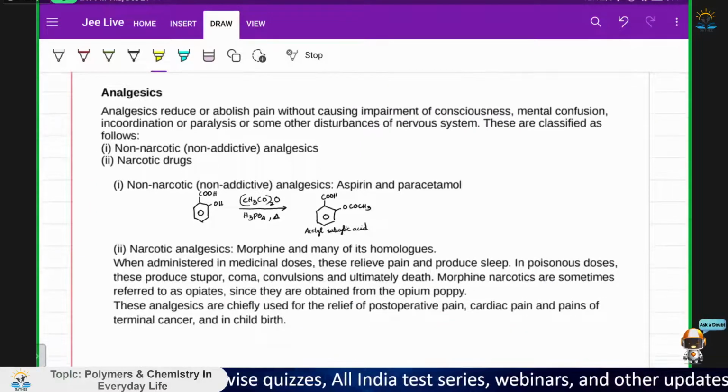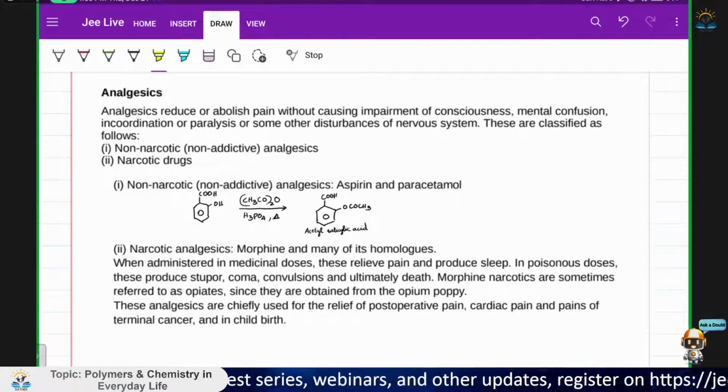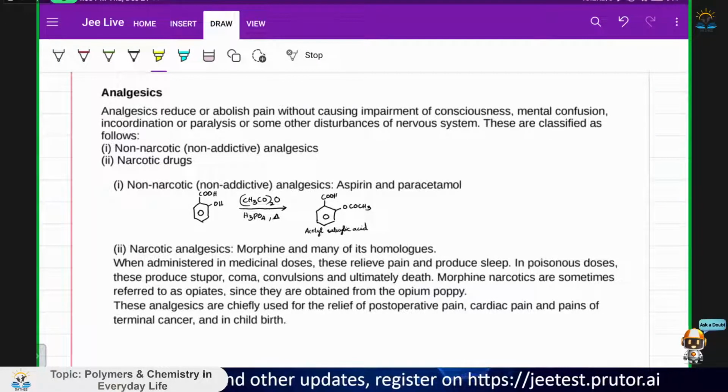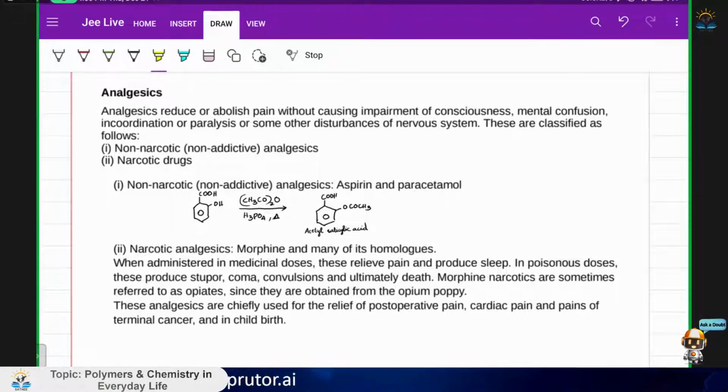Now, analgesics. Analgesics reduce or abolish pain without causing impairment of consciousness, mental confusion, or incoordination. Analgesics are given for treating pain, for lowering the pain of the patient. They can be classified into non-narcotic and narcotic drugs. Just remember that non-narcotic drugs are given for relatively milder pain, such as pain due to arthritis. Narcotic drugs are given for severe pain, such as cancer pain, a very high level of pain.